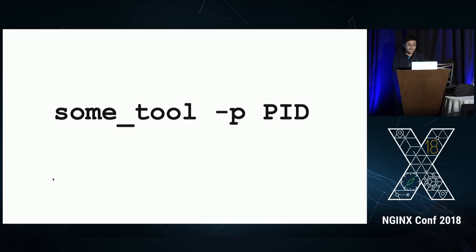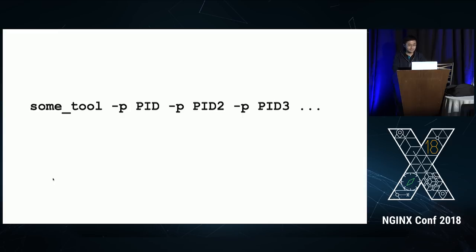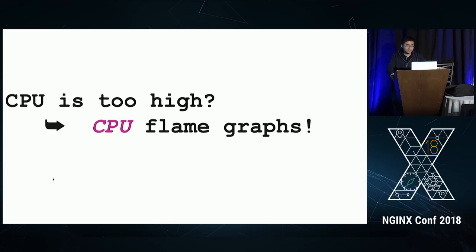Or you can omit the -p option altogether, or the -x option in the case of SystemTap, to probe the whole system. So if the CPU usage is too high, it's actually a very easy problem to solve if we have the right tool. Actually, we do. It's the CPU flame graphs. Flame graphs, I think, were invented by Brendan Gregg, a former Solaris performance engineer, who invented this visualization method.